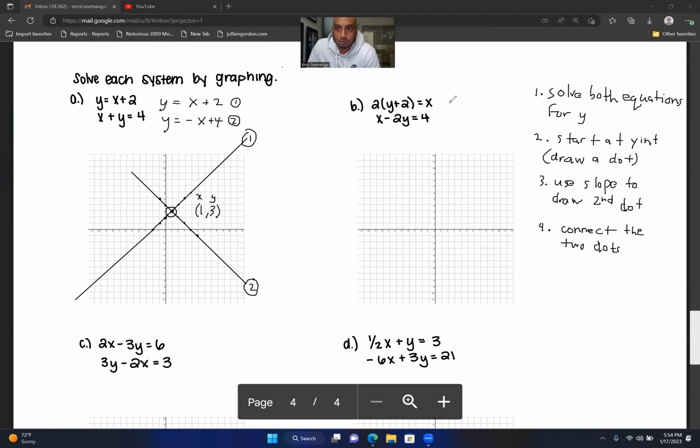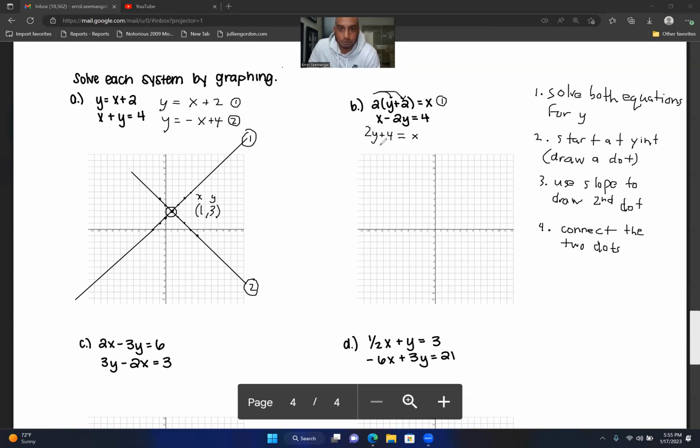Solve both equations for y. So what's the first one? Solve for y. 2y plus 4. Yeah, you're just distributing, right? Okay, so 2y plus 4 equals x. Okay, so keep going.